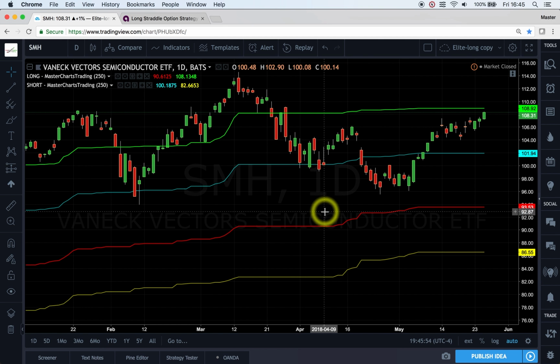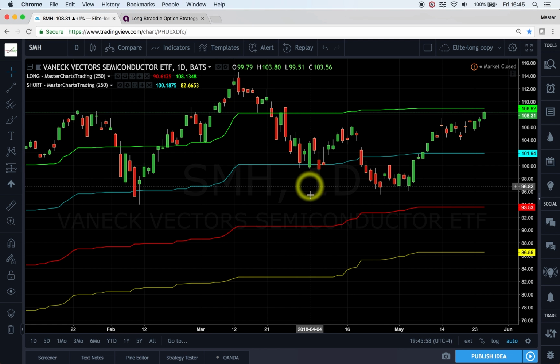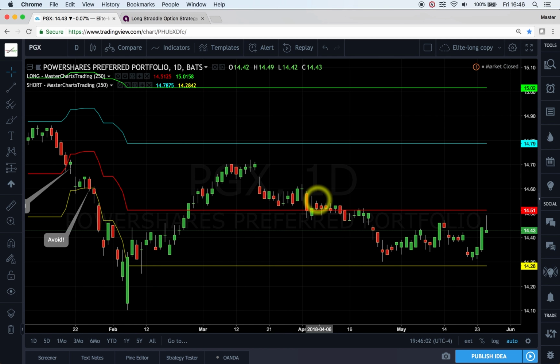Okay, so bond proxies, we have PGX, which is the preferred portfolio, preferred stocks basically. Here what I'm seeing is a bounce off the lows, a pretty strong bounce. I think if this security doesn't get shorted around 14.50, then I think we could run a little higher.